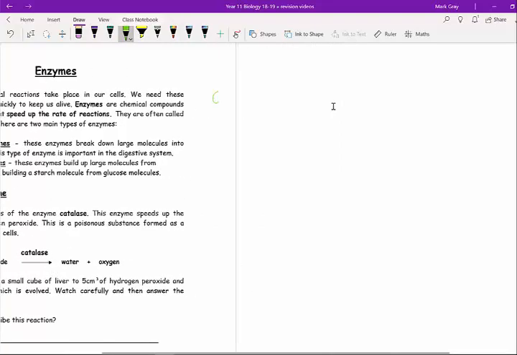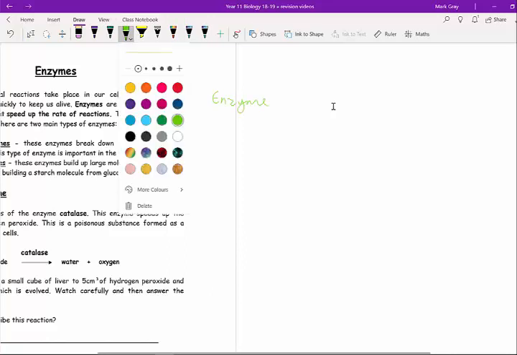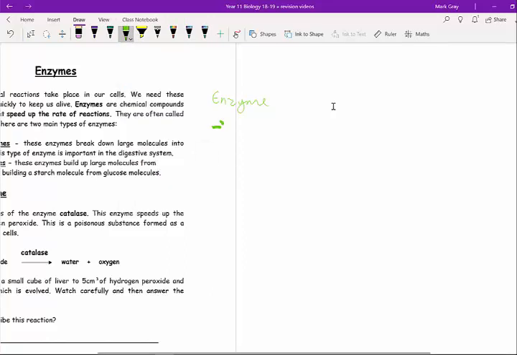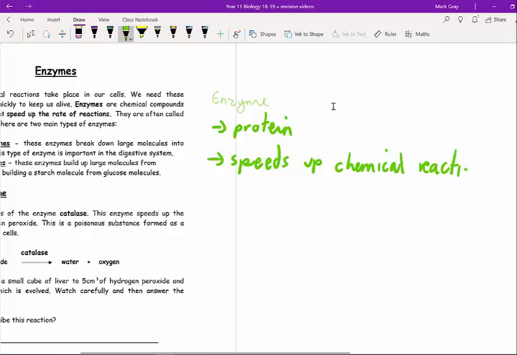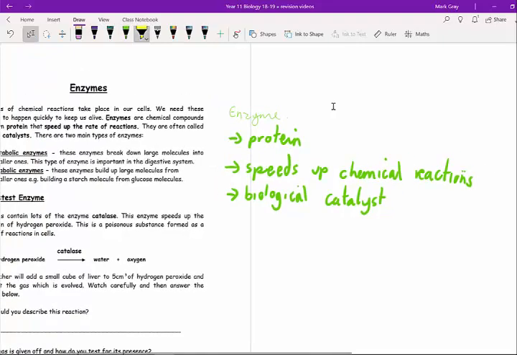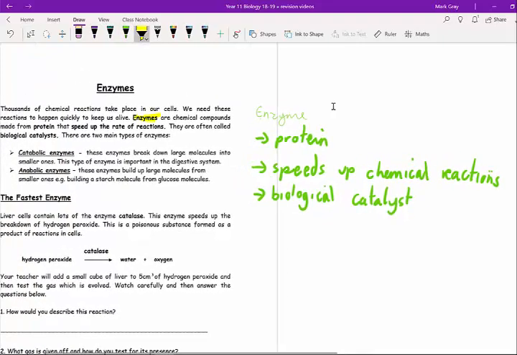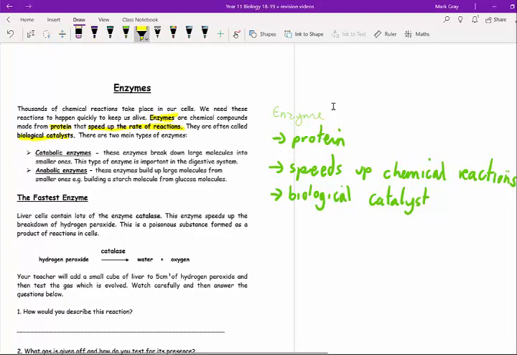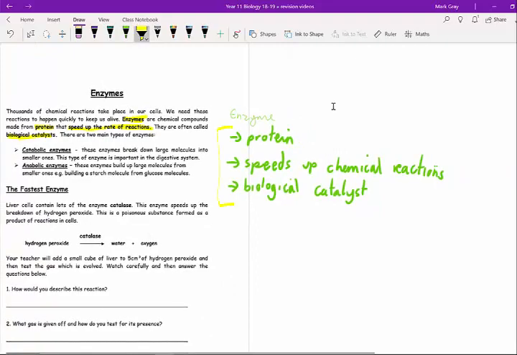An enzyme is one of these. It is a protein which speeds up chemical reactions. And because it speeds up chemical reactions, it's sometimes known as a biological catalyst. Okay, so out of all this, the most important bits are that enzymes are chemical compounds made up of protein, and they speed up the rate of reactions, and they're often called biological catalysts. But this bit here is it summarised in little bullet points.